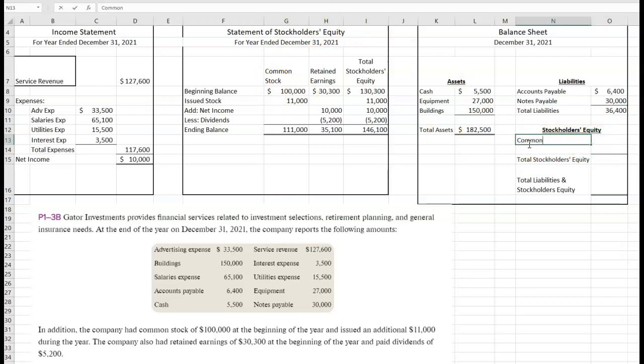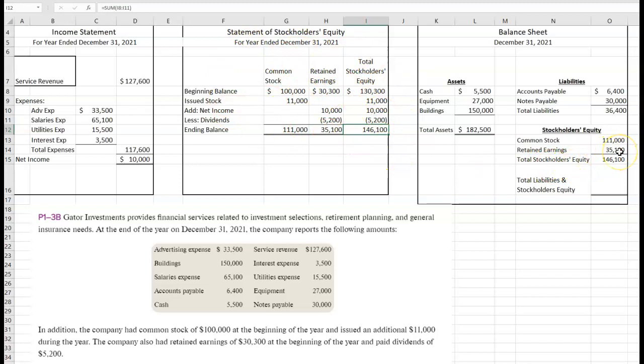And here's the area where you get information from the statement of stockholders' equity. Common stock and retained earnings. My common stock total is $111,000. My retained earnings total is $35,100. My total, and I'll just add these up over here, is $146,100, and that adds up because that's the total I have on the statement of stockholders' equity.